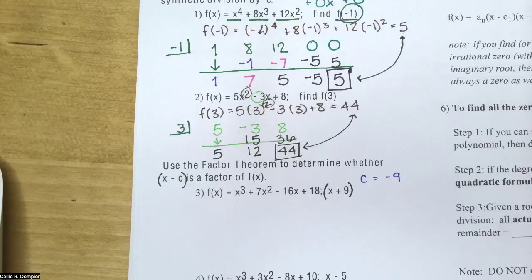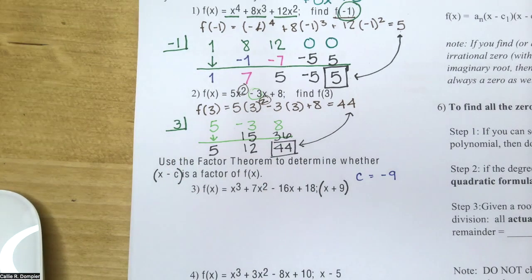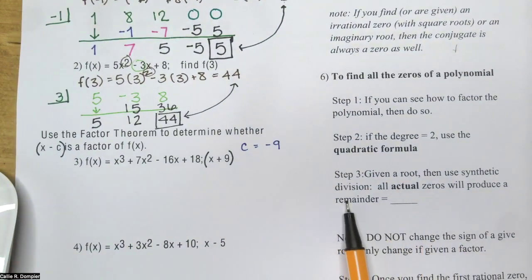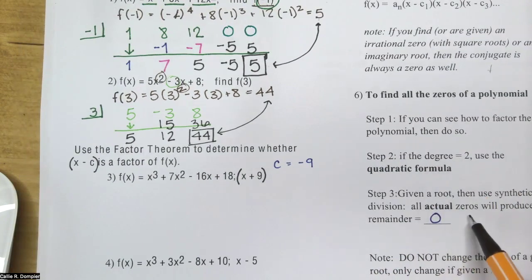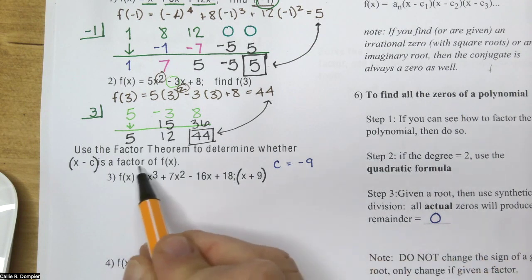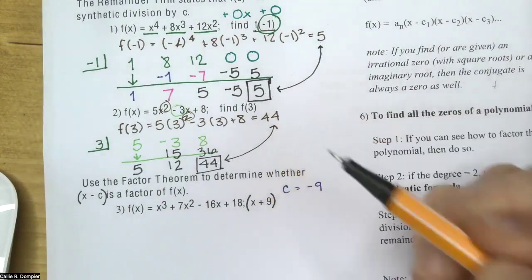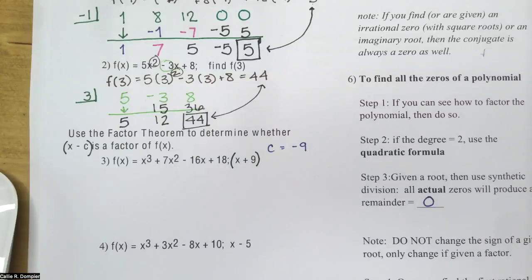Good? Okay, using the factor theorem to determine whether x minus c is a factor of f of x. The factor theorem is this: we're going to use the same synthetic division, but if it is a factor, the 0 will produce a remainder of 0, okay? If this is an actual 0 or an actual solution, if it is a factor, it will produce a remainder of 0. This produced a remainder of 44, this produced a remainder of 5, okay? Is it a factor? Is the remainder 0 when I do synthetic division, okay?